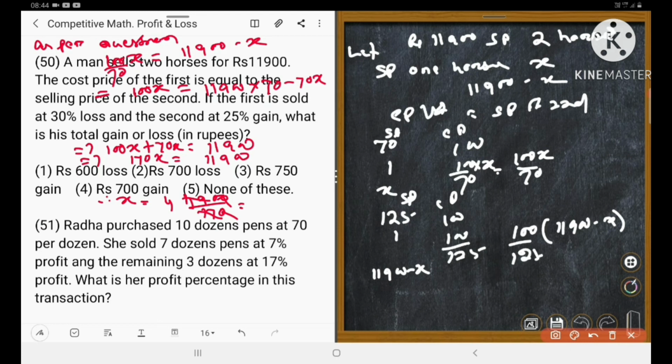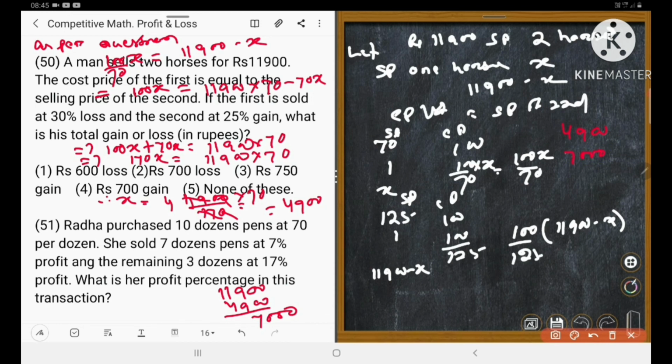I made a mistake again. So X is equal to 70 into 70, which is 4,900. So the SP of the first horse is 4,900. The remaining 11,900 minus 4,900 is 7,000. Could you understand? The SP of the first horse is 4,900, and the second is 7,000.